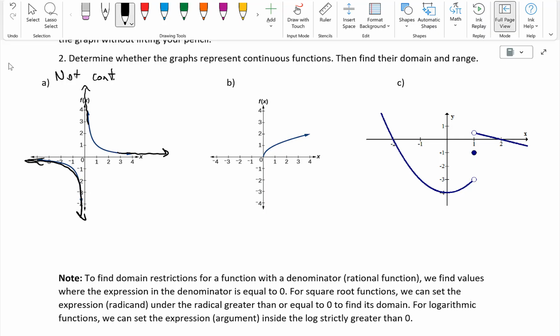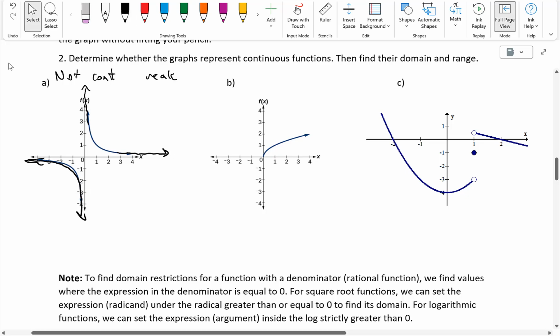I'll often use CONT for continuous, DISC for discontinuous, but not continuous. We can see there's very clearly a break in this graph. We could even say, if I can write a B, break at x equals 0.